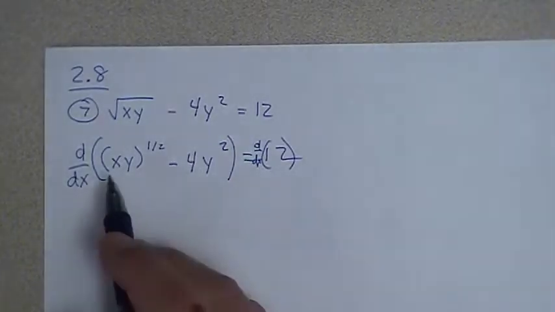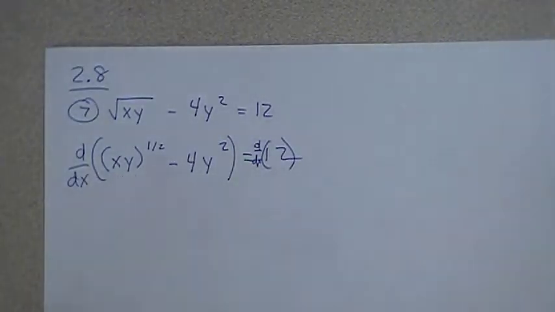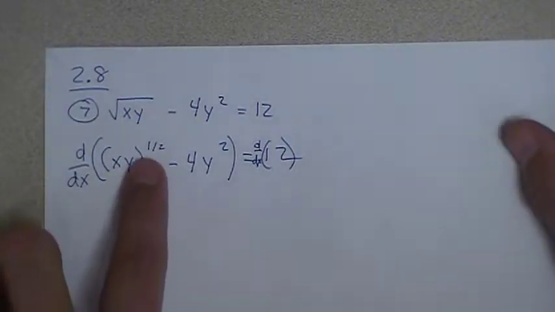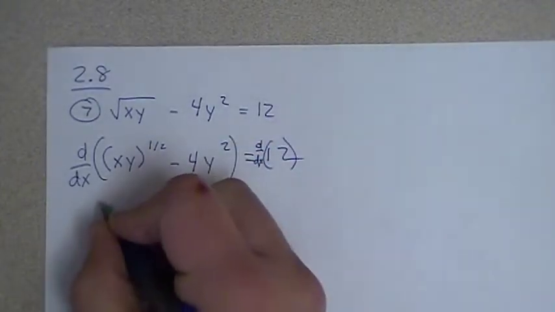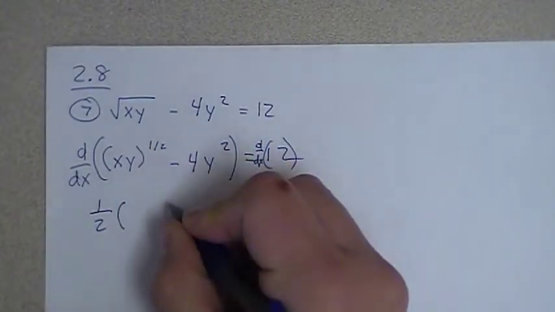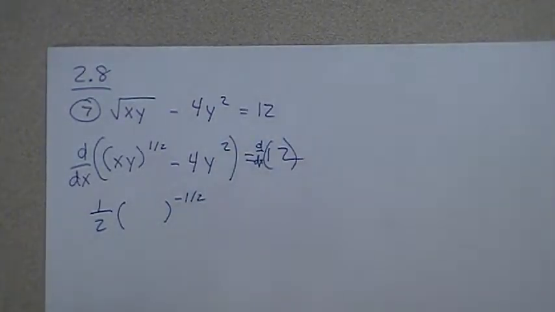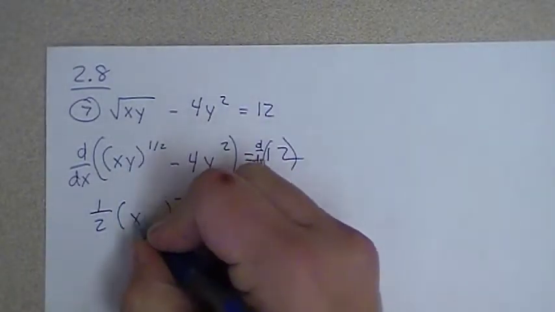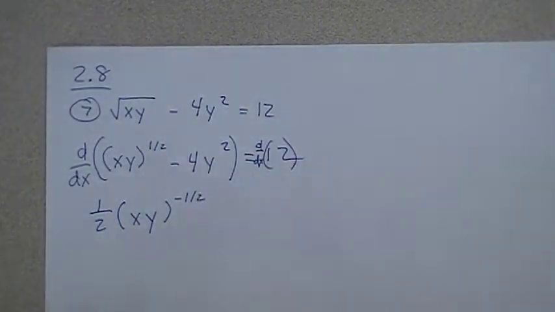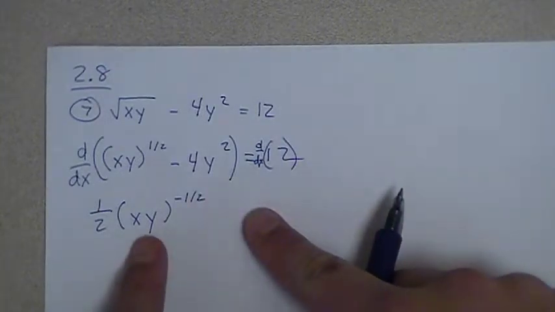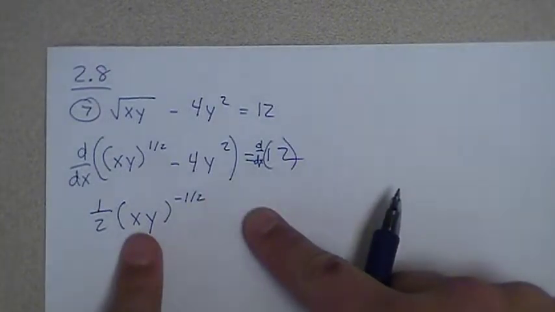So the derivative of the quantity xy raised to the 1/2 power is going to require the chain rule, because we have an inner function xy and an outer function something to the 1/2 power. So the chain rule says do the derivative of the outer function, and the derivative of something to the 1/2 power is going to be 1/2 something to the negative 1/2 power, and the something is the same inner function that we started with, so x times y. And then here we need to multiply by the derivative of the inner function. We need to multiply by the derivative of xy.